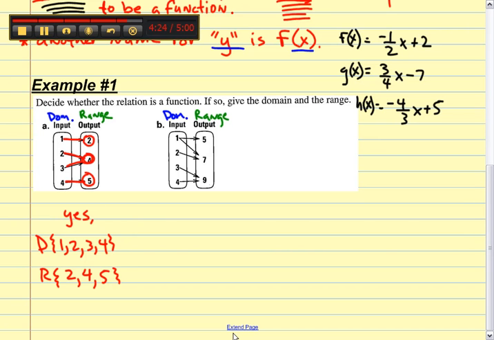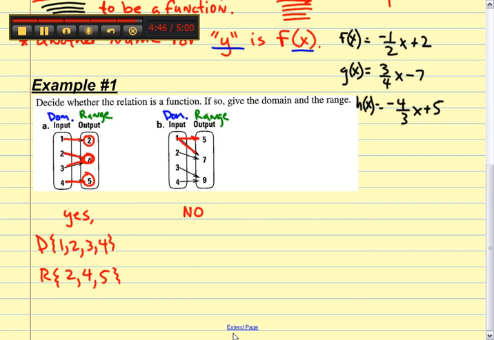So let's look at this next one. Now, is this one a function, Parker? No. It's not. Why is it not? Well, 1 is equal to both 5 and 7. Exactly. 1 cannot have 2 different outputs. This is not a function. It is a relation.